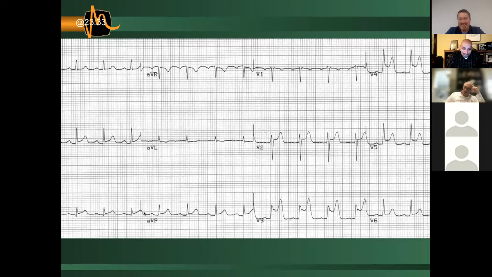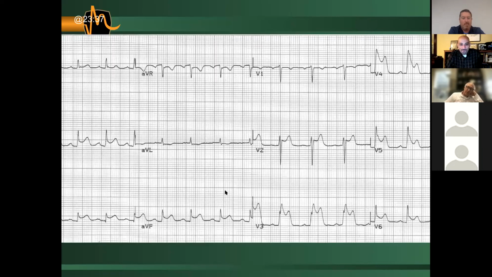So here's the progression. Right now you've got wicked ST elevation here, anterior, lateral, inferior. But the first sign in this patient was those hyperacute T waves. It just keeps getting worse for this guy.